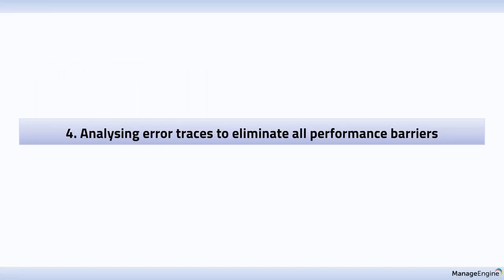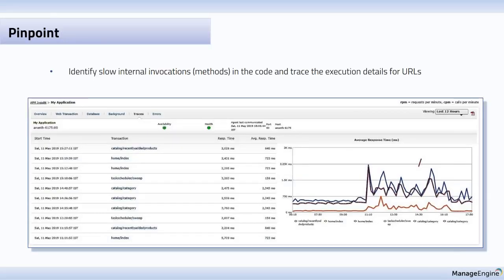To analyze the error trace to eliminate any performance issues or performance related traces that we encounter. So we are able to identify the internal invocation method in code and trace that execution detail in the URL or the URL address that has been accessed.